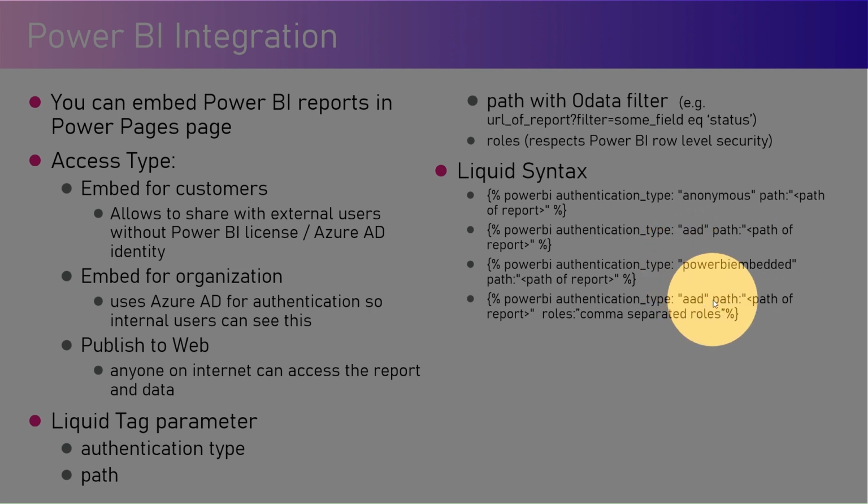Now, there are multiple ways. First, you need to specify the liquid tag and then powerbi and then authentication_type, and then type the authentication type: either anonymous, AAD, or Power BI embedded. And then you specify the path. Now, you can also use roles within this syntax if you have role-based security within the Power BI report. That's a topic for a different day. We are not going to cover that, but the goal of this exercise is to have a Power BI report embedded within your Power Pages site.